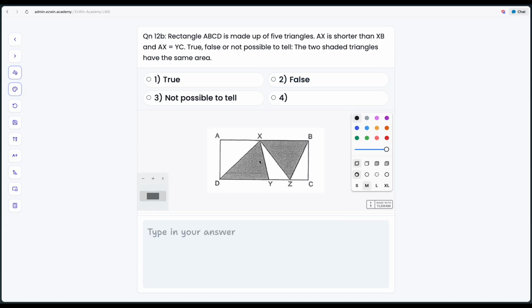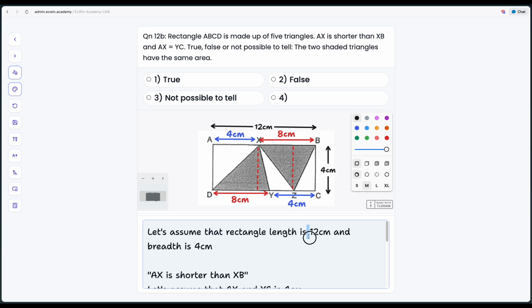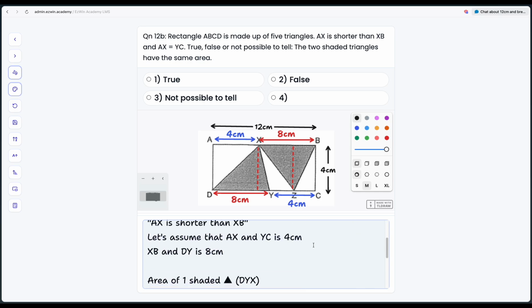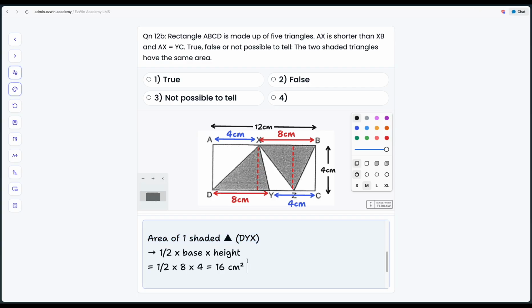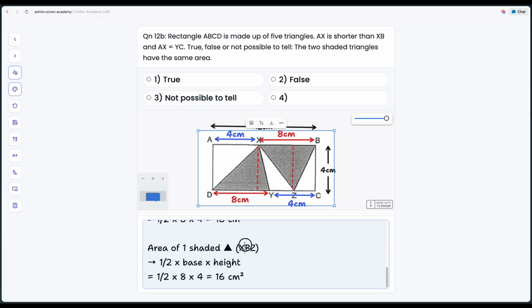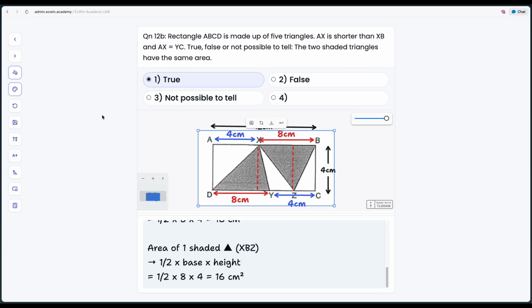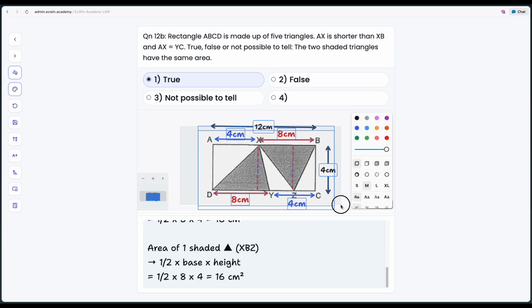All right, 12b. The next statement says the two shaded triangles have the same area. So from the previous question itself, if we assume that the rectangle is 12 and the breadth is 4, and we calculated the area of shaded for one, DYX, which is the left side, and for the right side, XBZ, both have the same area. So in this case, this is true, right?